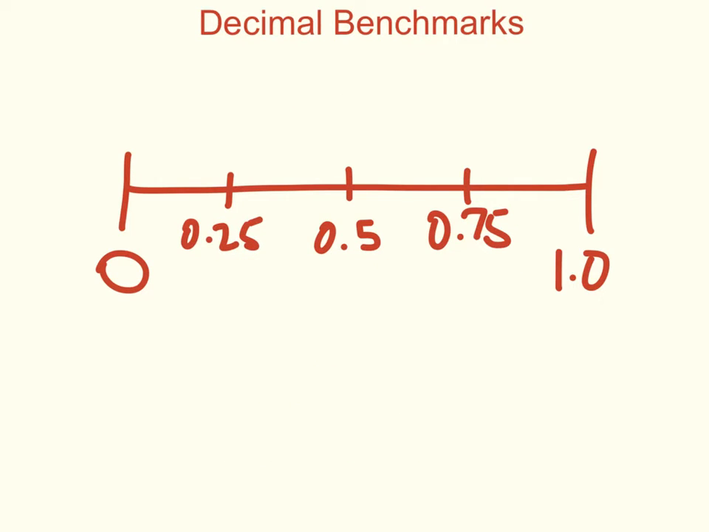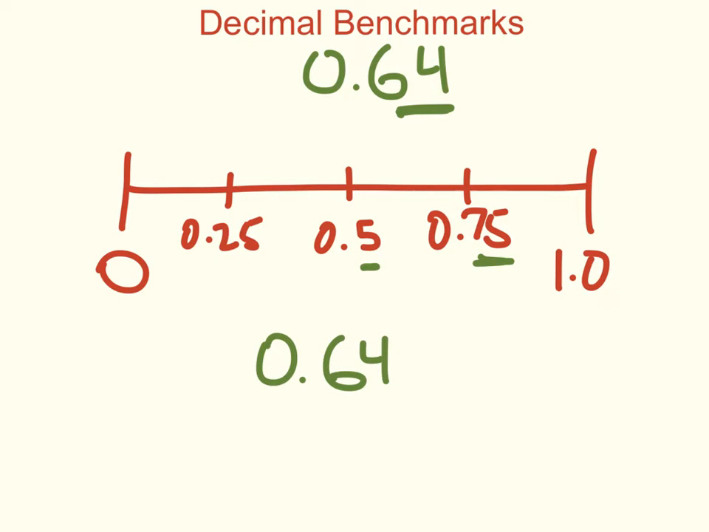Let's try another one. I want you to tell me, where should 0.64 go? About where? Well, we know that it's not as big as 0.75, but is it bigger than 0.5? To compare, remember decimal benchmarks. So we have 0.64. This number has up to the hundredths, and then we have 0.5, which only has tenths.